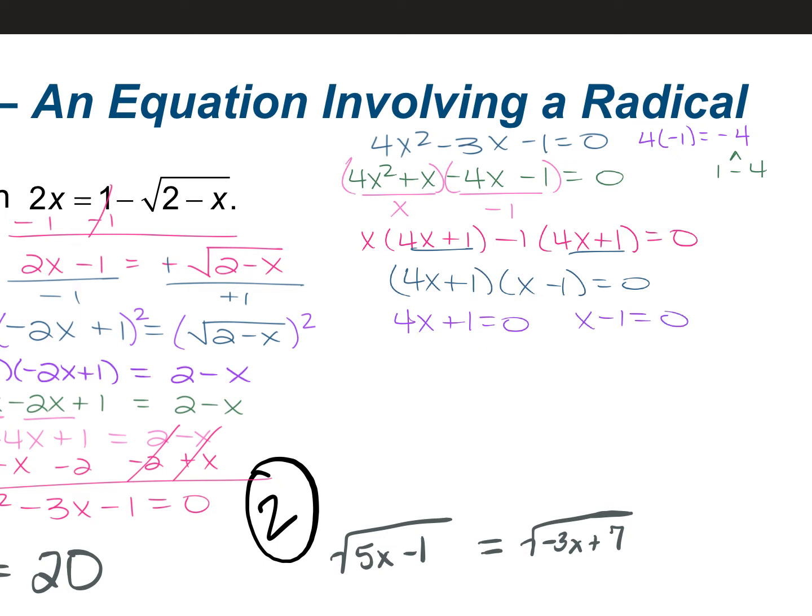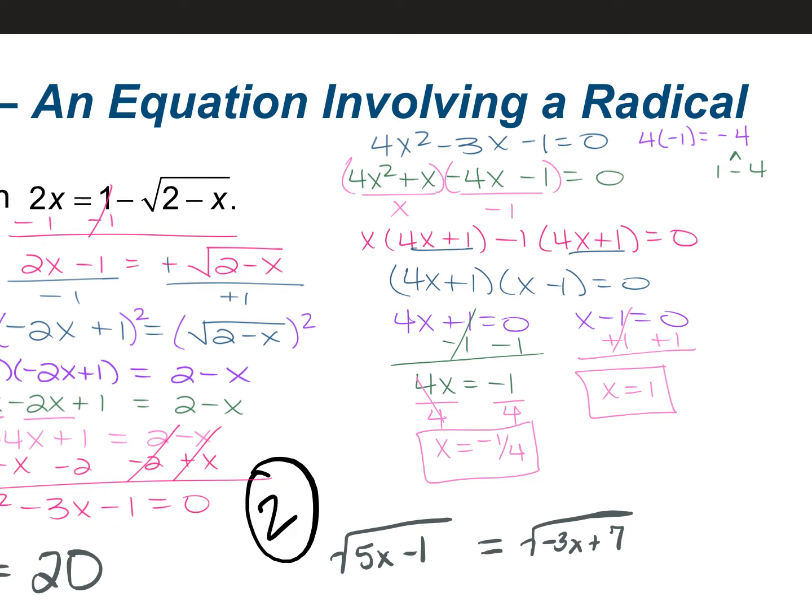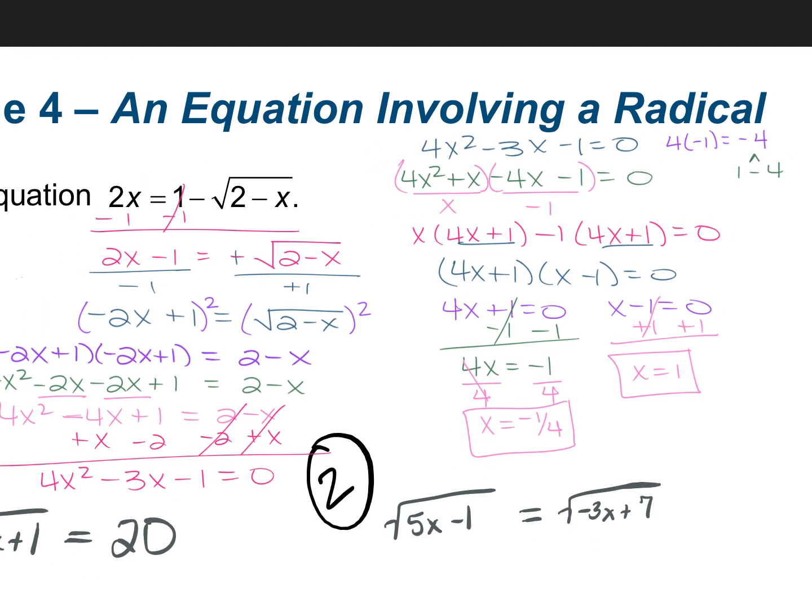For the 4x plus 1 is equal to 0, subtract your 1 over. You get 4x is equal to negative 1. Then divide each side by the 4, and you have that x is negative 1/4. For the x minus 1 is equal to 0, just add your 1 over, and you have that x is equal to 1 as well. With these, you want to check your answers also. So remember, if you plug something into a radical, you should not be getting a negative underneath it. And you want to make sure that both sides are equal to each other.